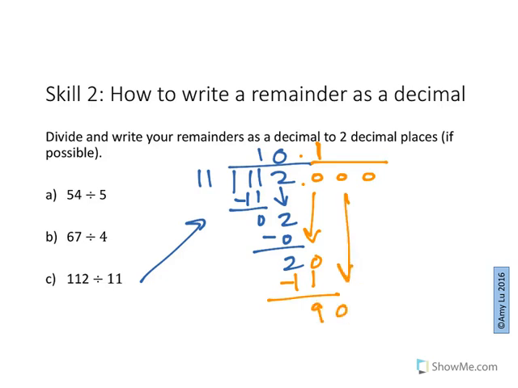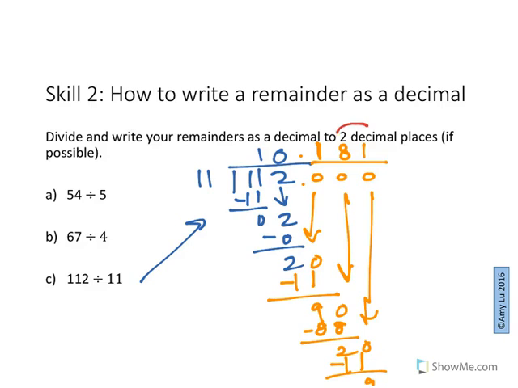Bring the next 0 down. 11 goes into 90 8 times. So 88, and you subtract and bring the next 0 down. 11 goes into 20 1 time. And it looks like this one is going to keep happening. But you know what? After 3 decimals, you just stop.